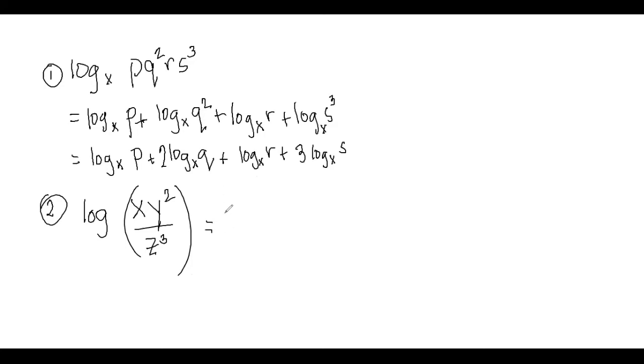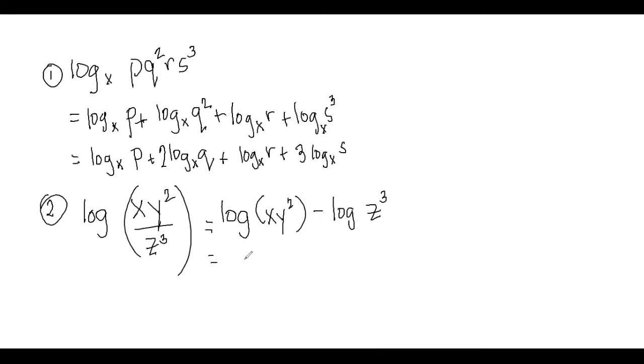So, katulad na sinabi nyo kanina, yung z cube, dinidivide niya yung buo. Okay? So, since it's in the denominator, so we need to eliminate that denominator. So, all we have to do is to use the quotient rule. So, we have the logarithm of xy squared minus logarithm of z cubed. Tama?